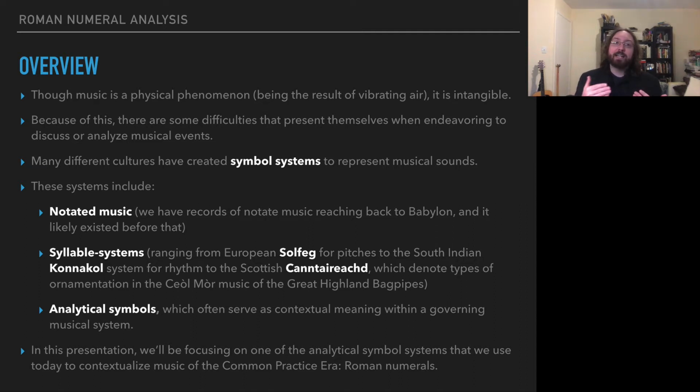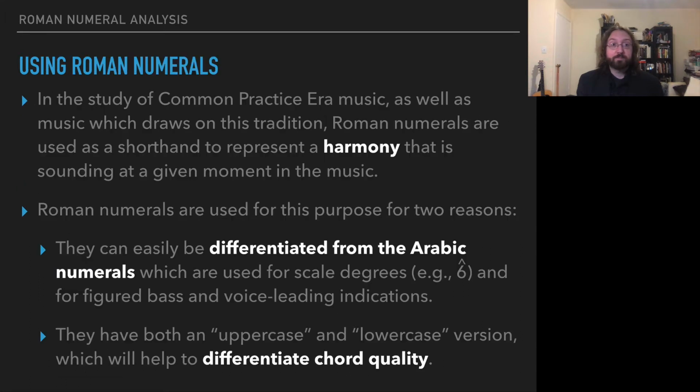And there are also analytical systems, which often serve to provide contextual meaning within a governing musical system. And that's what we'll be focusing on in this presentation: the analytical systems that we use today to contextualize music of the Common Practice era, namely Roman numerals.